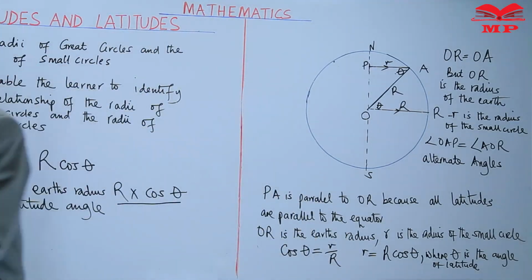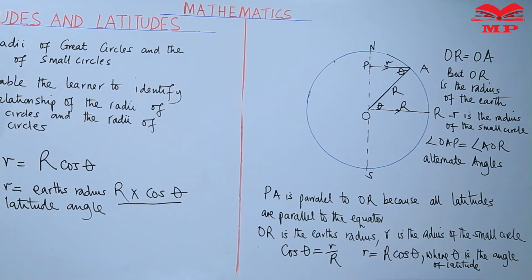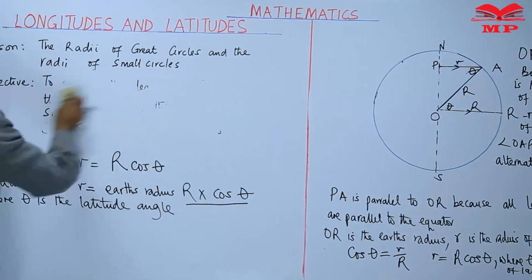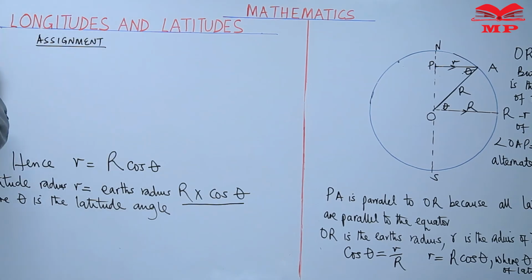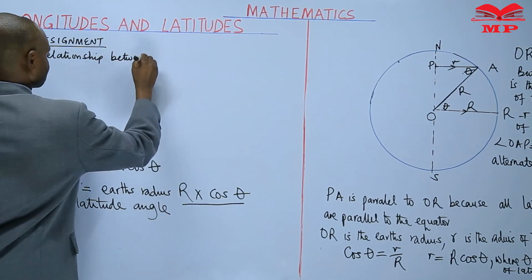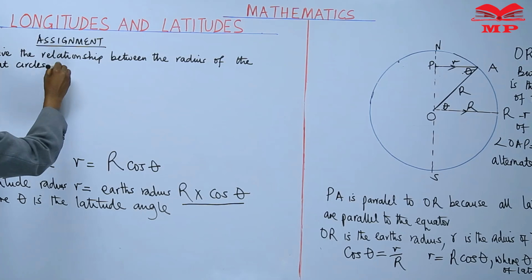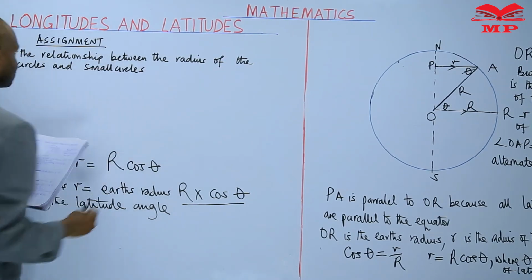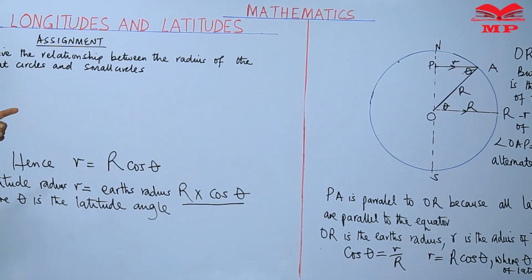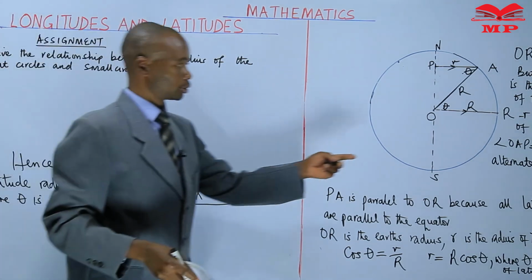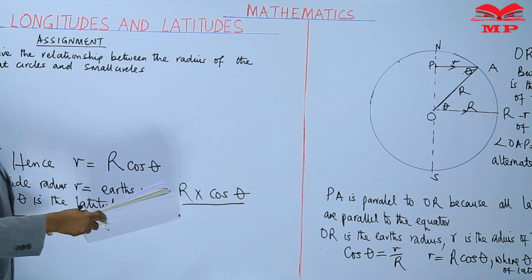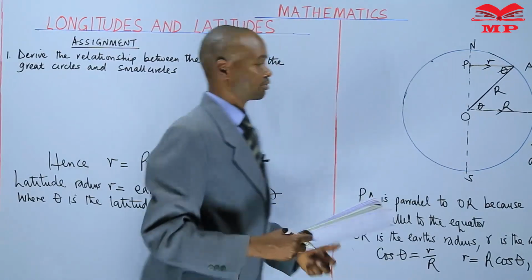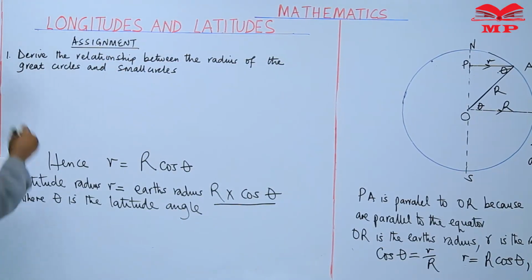Having gotten that, learner, note that when they tell you to derive the relationship between the radius of the great circles and small circles, they are actually trying to tell you to do just what we've done there. You relate the big R to the radius of the small circle. Number 2.